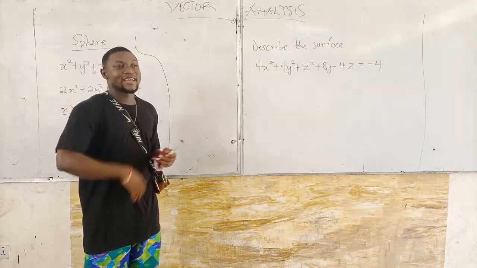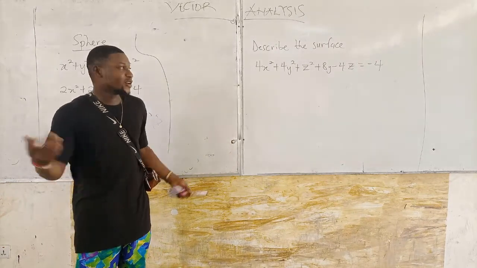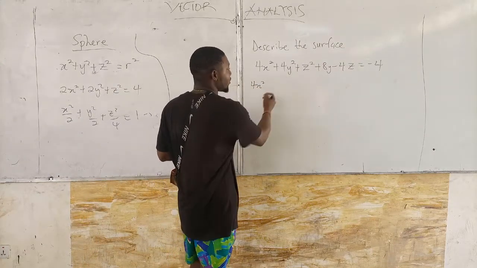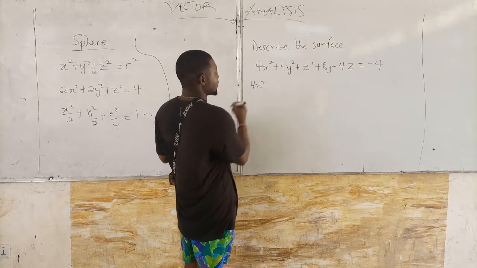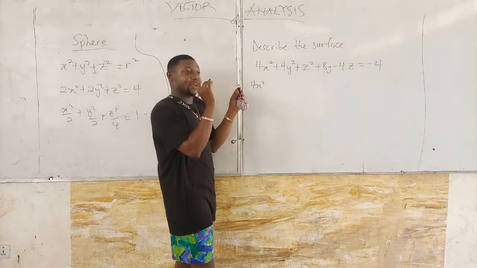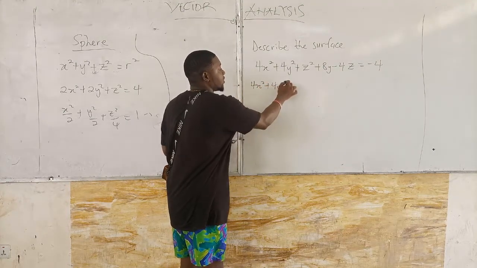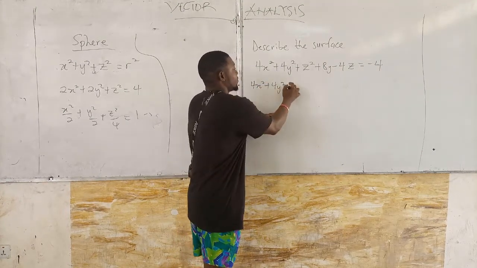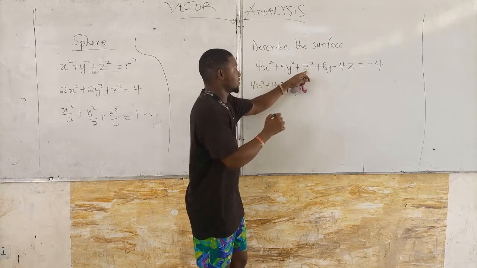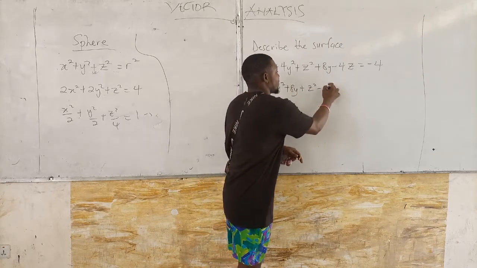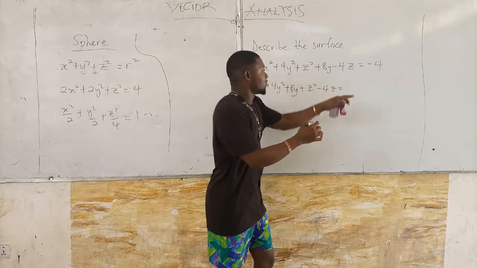Describe the surface, whether it's an ellipsoid, whether it's a sphere or that. So first of all, we just have to look at the terms. We are going to have our x. So there is no x term besides 4x squared. Right? Plus 8. We have our 2 squared.